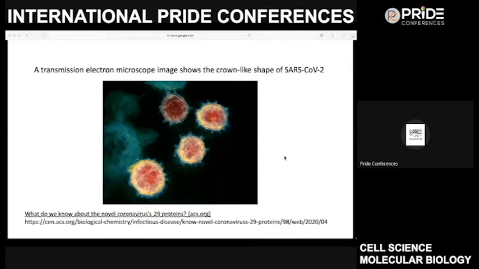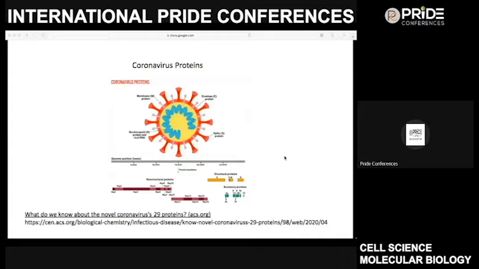So as you can see here, this slide is a transmission electron microscope image of a coronavirus. We can see the crown shape. And then on this image, here is an animated photo of coronavirus proteins. The spikes are mainly made of S protein, and there are also membrane protein, envelope protein, and nucleocapsid protein. All these proteins are abbreviated on the screen, so I'm going to be referencing them as S, M, E, and N.